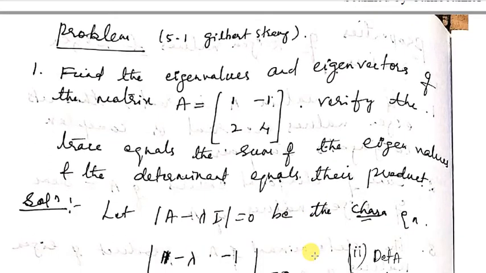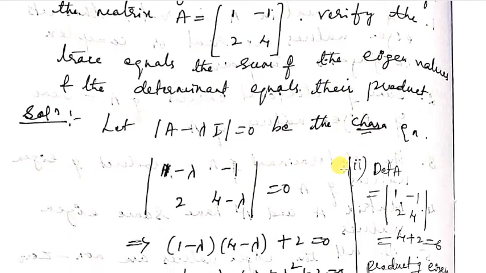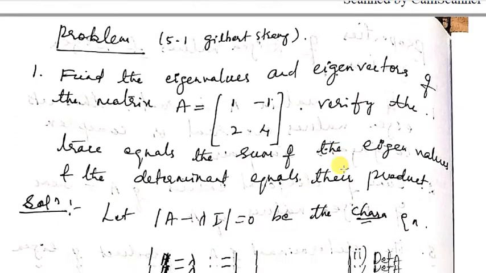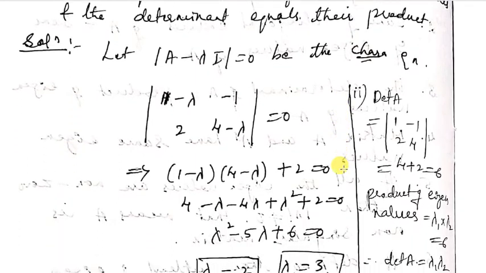Here I have considered a few problems. The first problem: find the eigenvalues and eigenvectors of the matrix A is equal to 1, minus 1, 2, 4. Verify that the trace equals the sum of the eigenvalues and the determinant equals their product. We will do the last statement at the end. First let us find the eigenvalues and eigenvectors of the matrix.